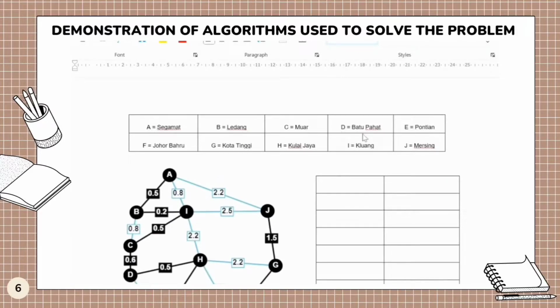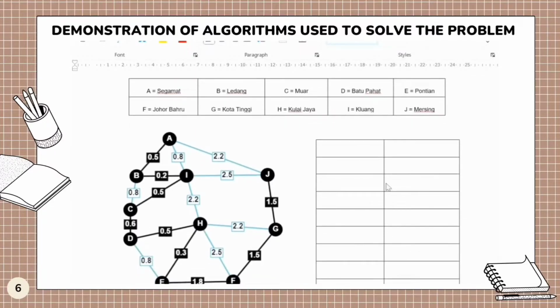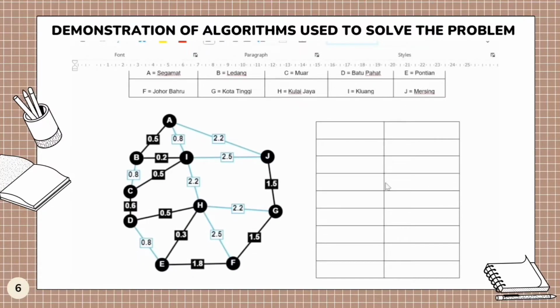This is the route that we choose, which is vertex A for Segamat, B for Ledang, C for Muar, D for Batu Pahat, E for Pontian, F for Johor Bahru, G for Kota Tinggi, H for Kulai Jaya, I for Kluang, and J for Mersing. Basically, we can choose any starting point that we want, but our group chose A as the starting point. So let's begin now.